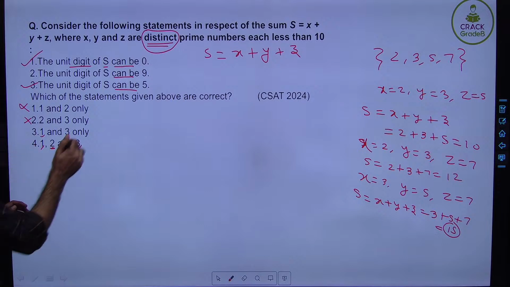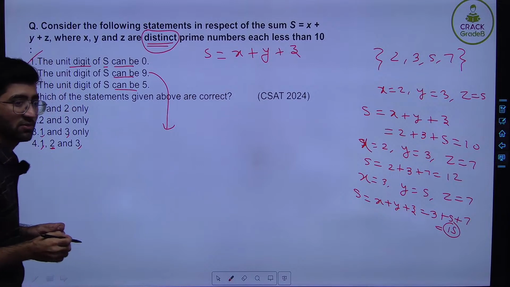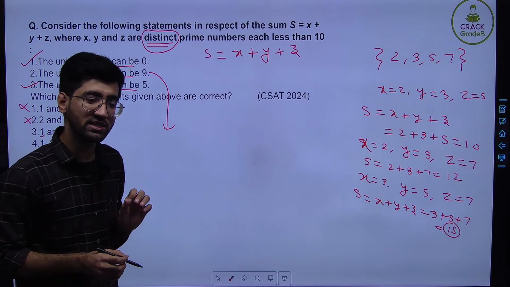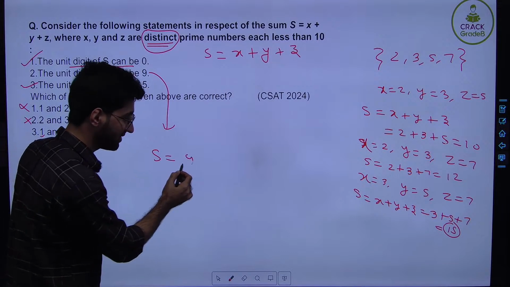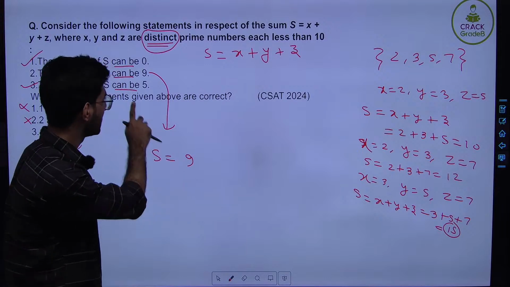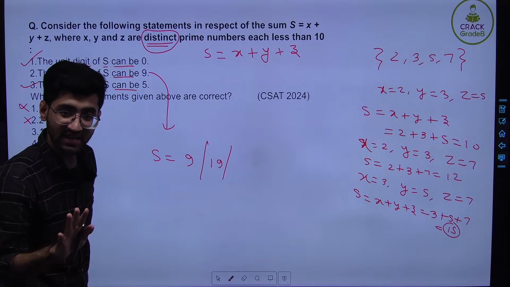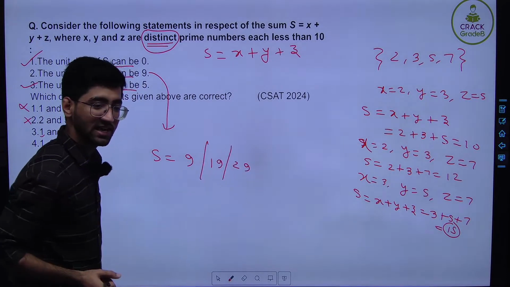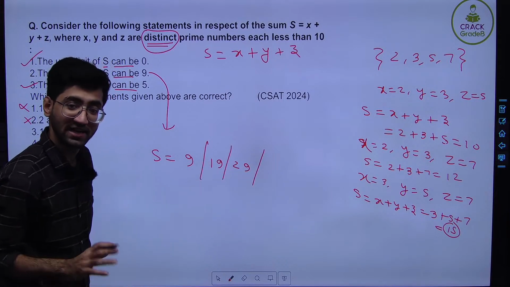Now try to think one thing, that it has been given that the unit digit of S can be 9. When will the unit digit of S be 9? If S is 9, in that case the unit digit will be 9. If S is 19, the unit digit will be 9. If S is 29, the unit digit will be 9, right?